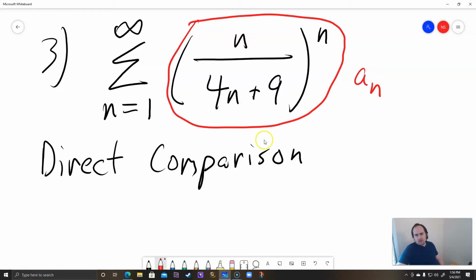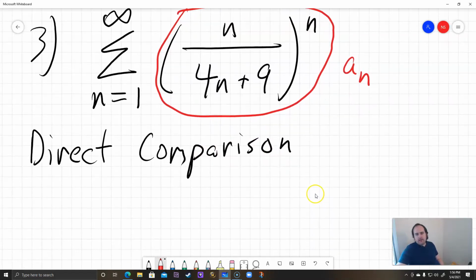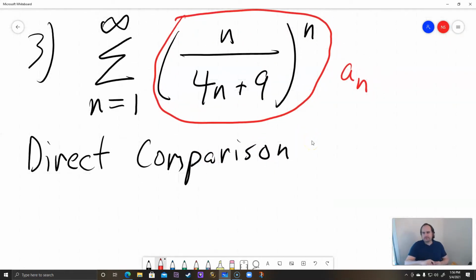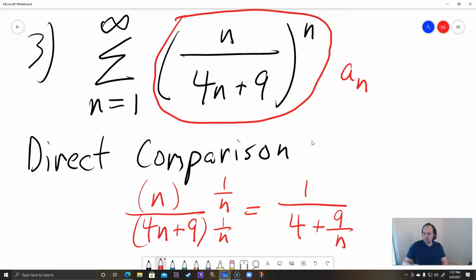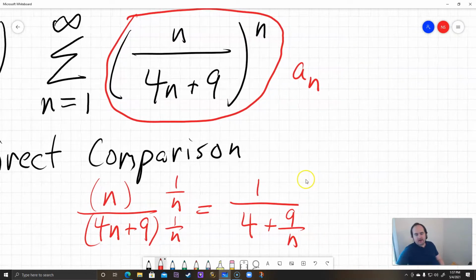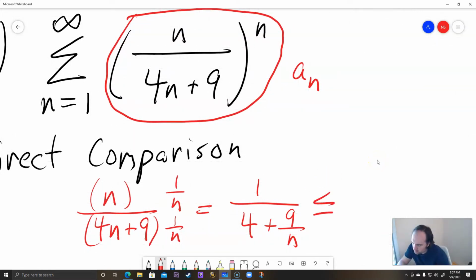So the thing is here, if you just look at the n over 4n plus 9, if I go ahead and multiply the top and the bottom by 1 over n, this is going to give me 1 over 4 plus 9 over n. Okay, and 1 over 4 plus 9 over n is going to be less than or equal to 1/4.